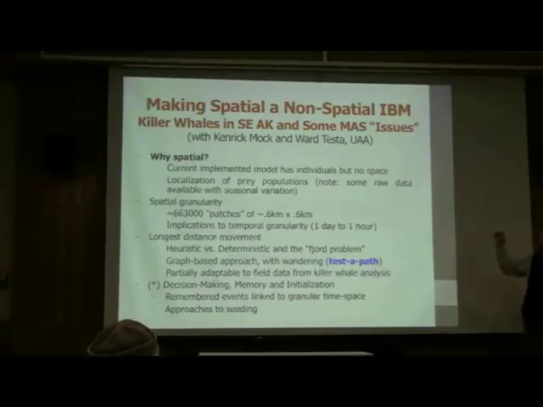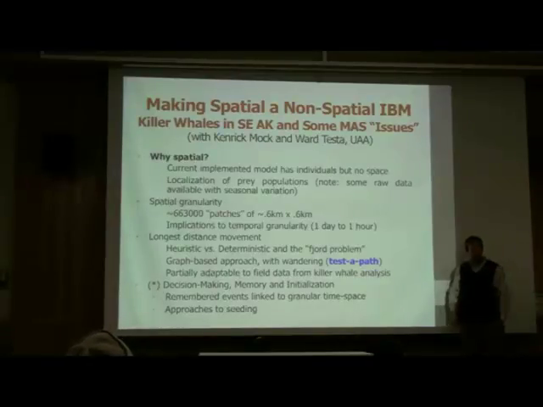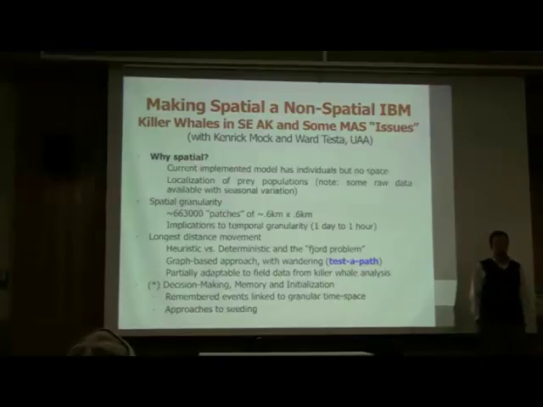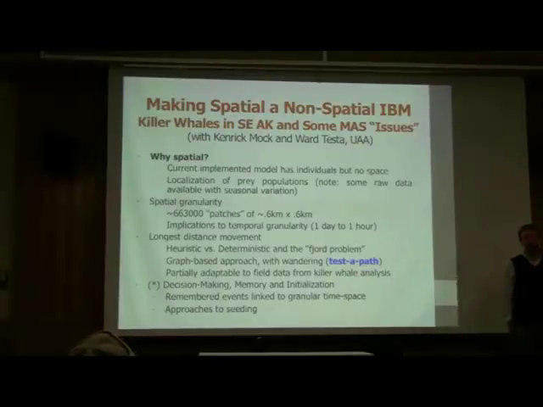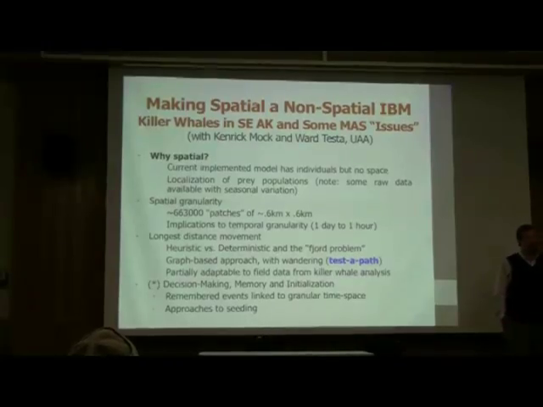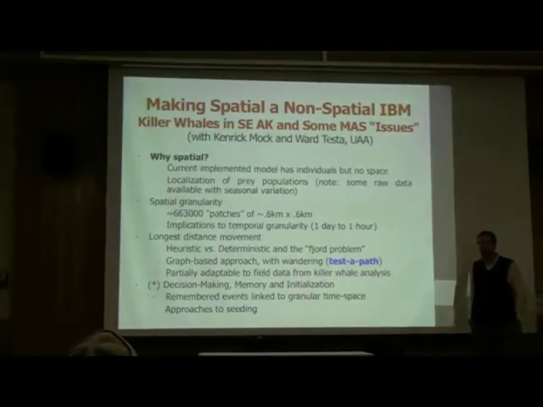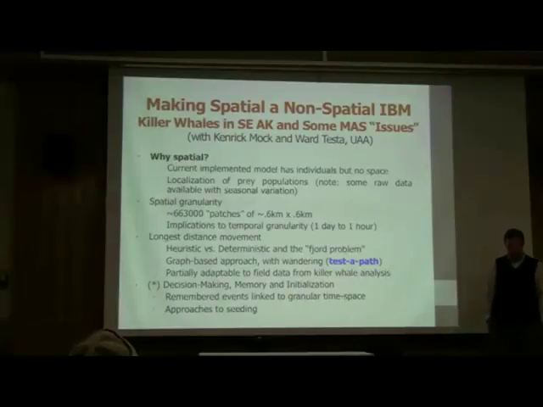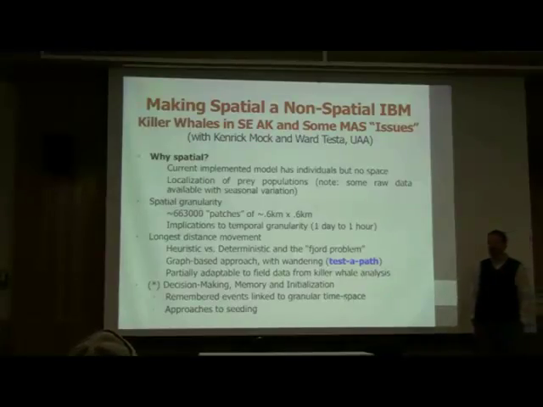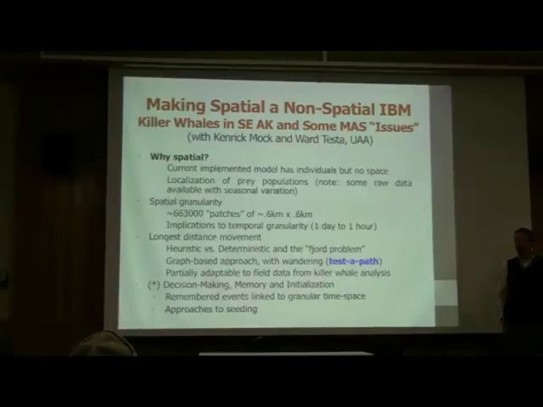So here are some of the issues that we're dealing with, and for me it's a fascinating collaboration because I knew nothing about killer whales 2 years ago. I know a lot about spatial data structures and spatial algorithms. And it's been very interesting for me to not only work with Kenrick and Ward, but then to go down to the NOAA National Marine Mammal Lab in Seattle and sit in a room with 8 marine mammal experts, share my simulation in progress, and hear them respond to it.